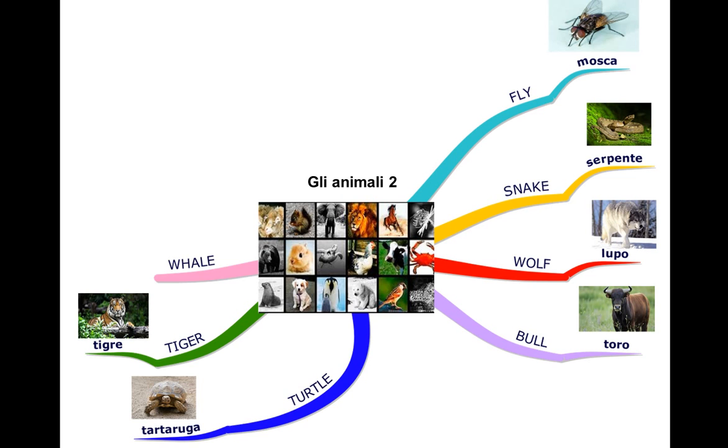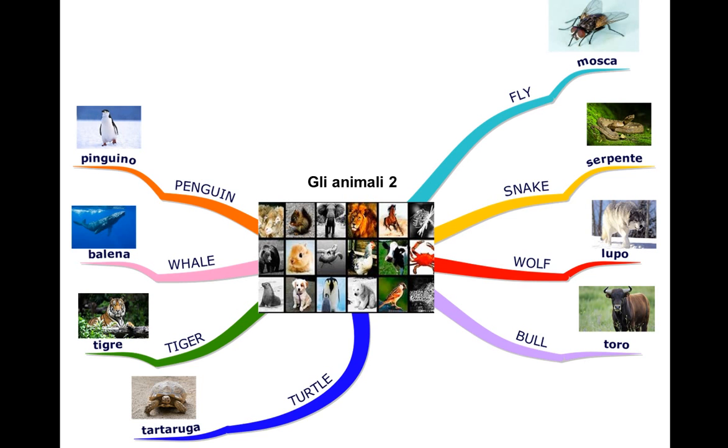On the pink branch is the quail, and in Italian it's called balena. In the orange branch we have the penguin, whose translation is pinguino. Finally, on the dark purple branch we have the lion, which is translated as leone.